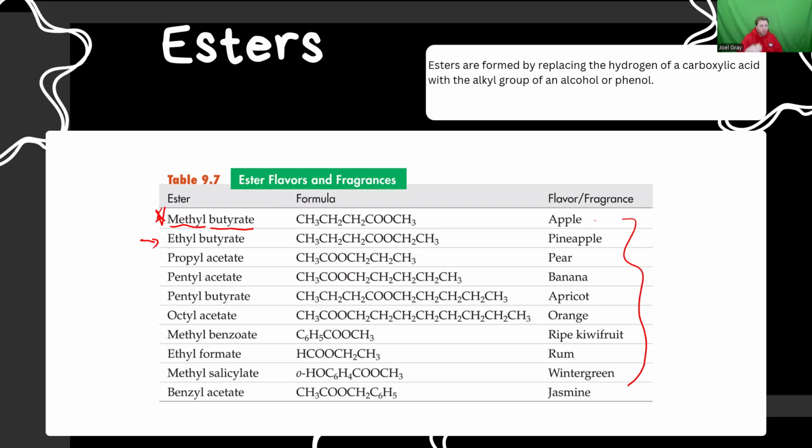So that's effectively what we've produced. So when we're looking back on our previous lecture, we talked about aromatic compounds. They have odors. Aromatic compounds and esters are both compounds that have odors or flavors.